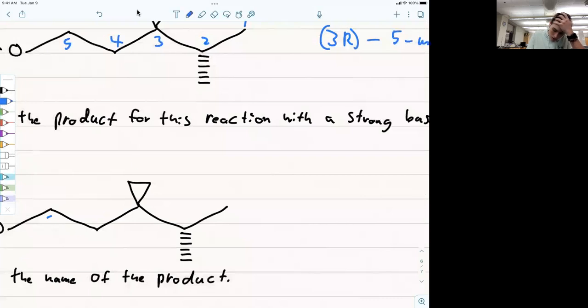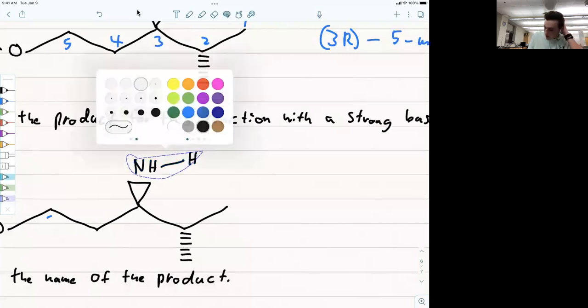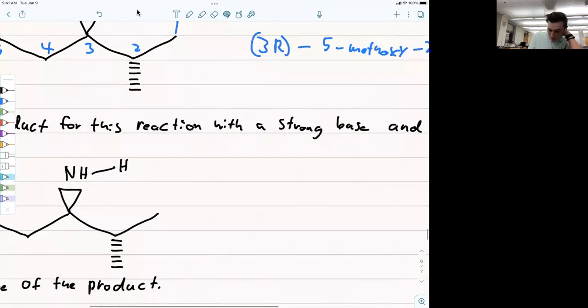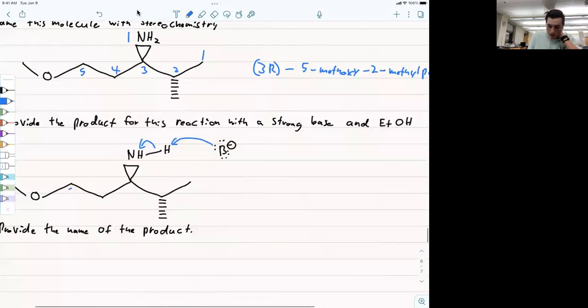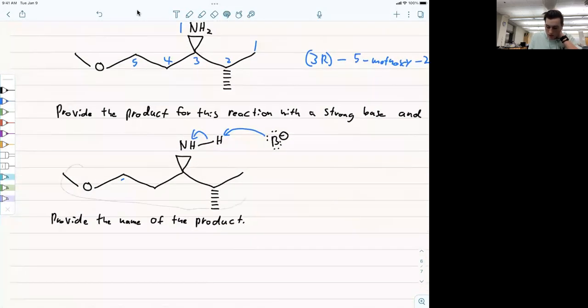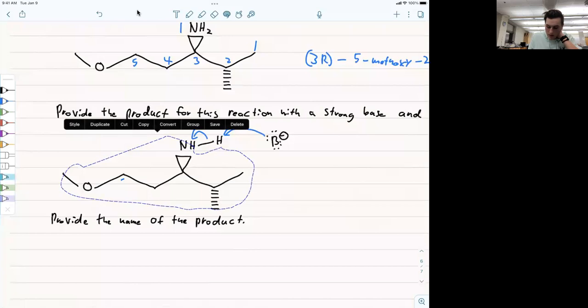So I have NH and then H coming off. I'm going to do this black, sorry. And then I have my strong base. So I'm just going to do like B minus. And it's going to come take this hydrogen, and then the electrons are going to go into the nitrogen. And then I check to see how many bonds my nitrogen has.